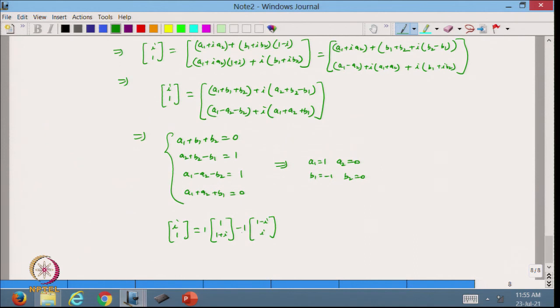So, if you see from here, 1 minus 1 cancels out and plus i will come, and 1 plus i minus i. So, here we can write the linear combination. This is just the simple one we have discussed. So, this way we have to find out the linear combination of the given vector.